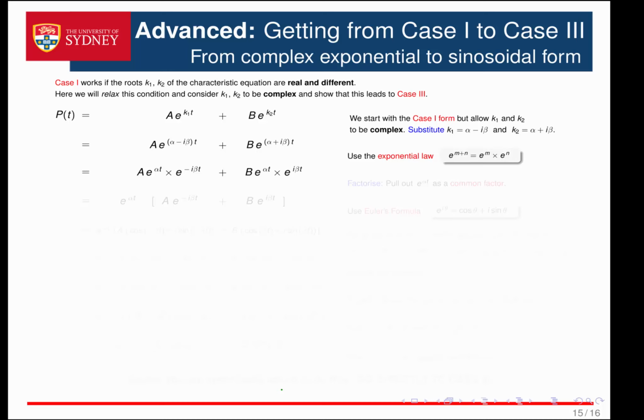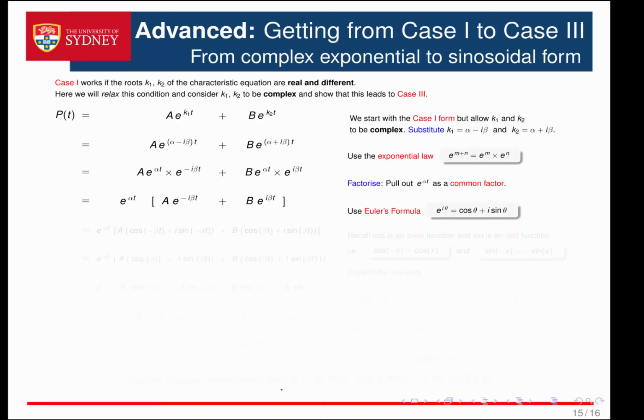We can then use the exponential law that e to the m plus n is equal to e to the m times e to the n. Since e to the alpha t is common to both terms, we take it out as a common factor.